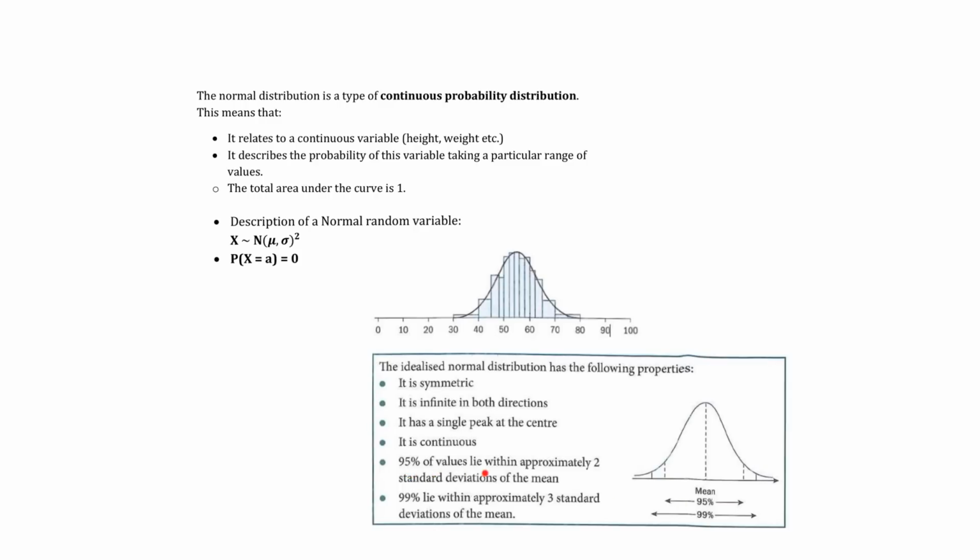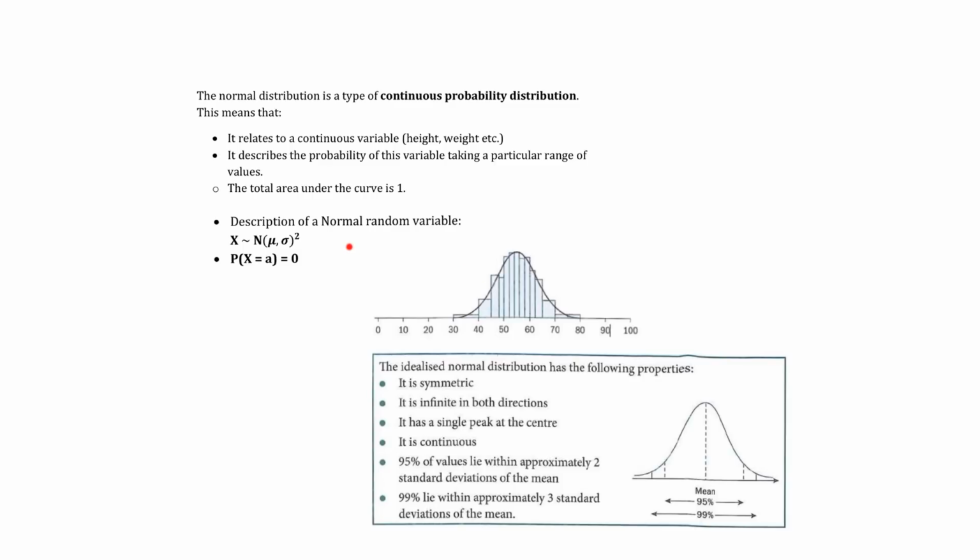Now 95% of the values lie within approximately 2 standard deviations of the mean. I'll discuss this in the next slide as well. As you can see over here, if you go 2 standard deviations away from the mean, that's 95% of the data, which means the probability is roughly 0.95. And if you go 3 standard deviations away from the mean, meaning 3 standard deviations above or below the mean, this entire region is 99%, which is roughly 0.99.